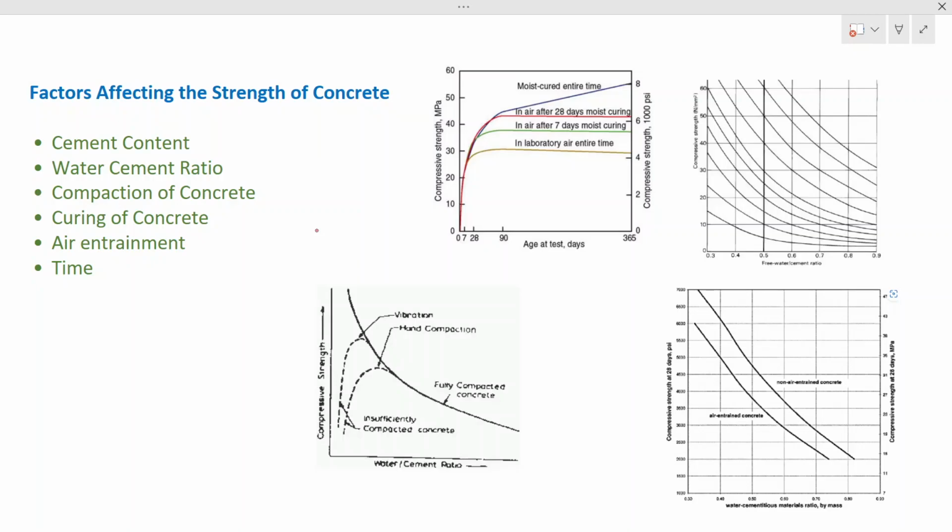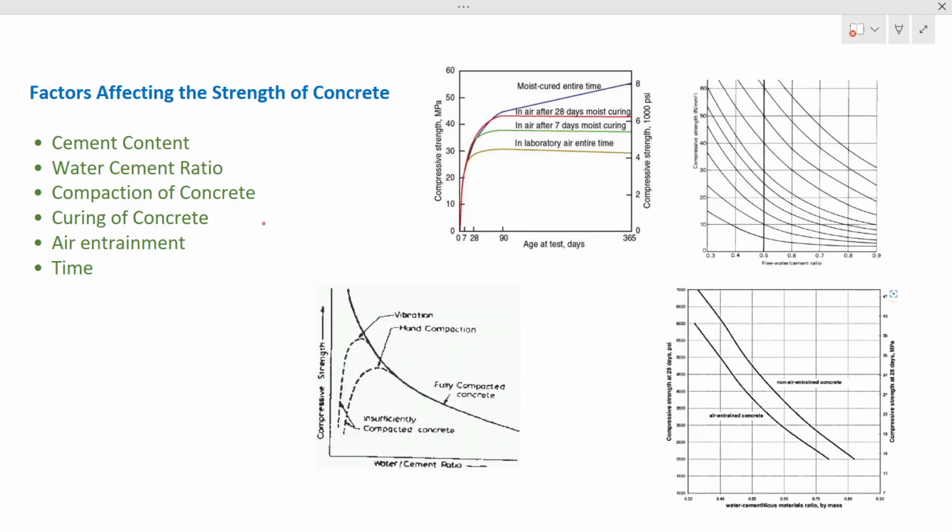Today we are going to discuss the factors affecting the strength of the concrete. As you know, concrete is a very important element in construction. So the strength of the concrete is very important to us. Therefore, let's discuss one of the most important things connected with the strength of the concrete. There are many factors. Out of those, we have selected a few important factors to discuss today.